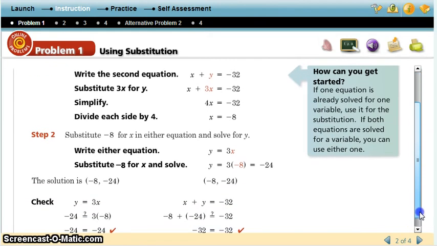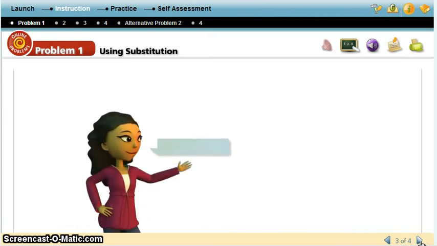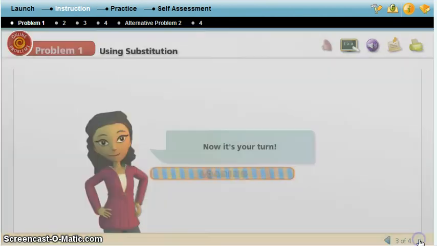Now, what you should do from there is check your answers. So take both of your equations separately and plug in negative 8, negative 24. And double check to make sure it works for the first equation. And if you plug in negative 8 for x and negative 24 in for y, it does work in the second equation. Always good to check your solutions. So, now it's your turn.